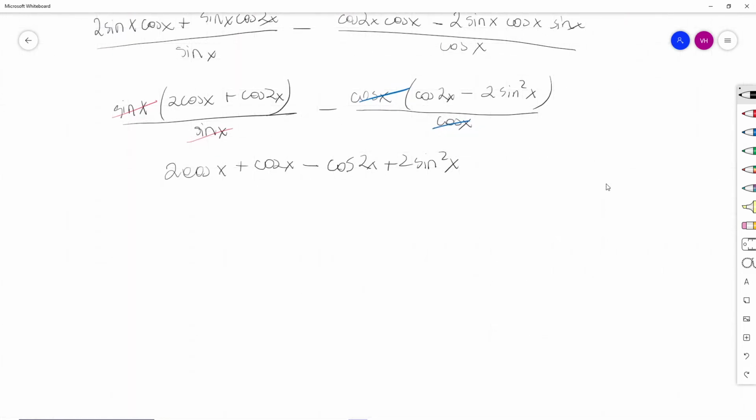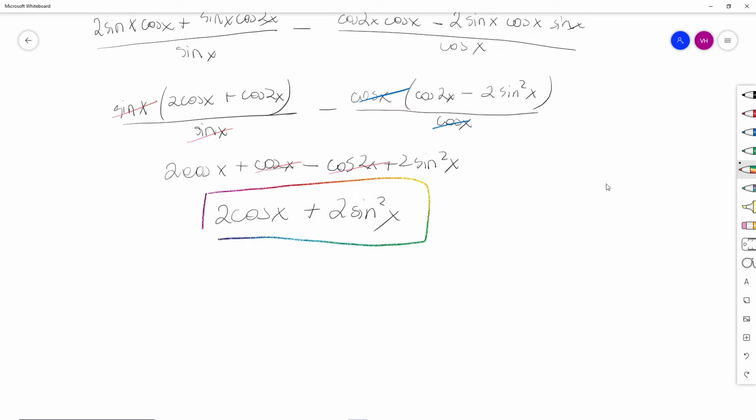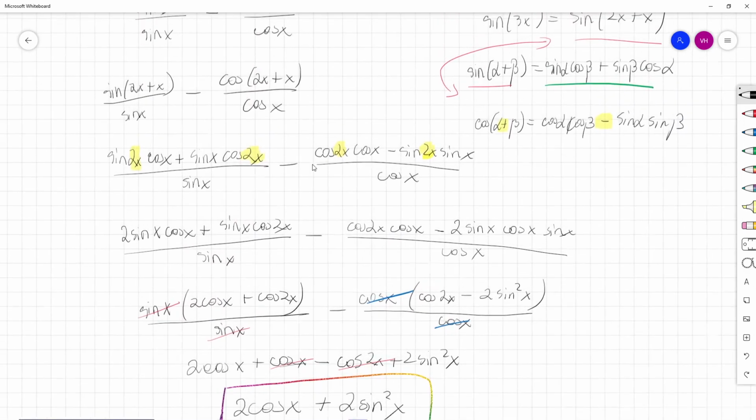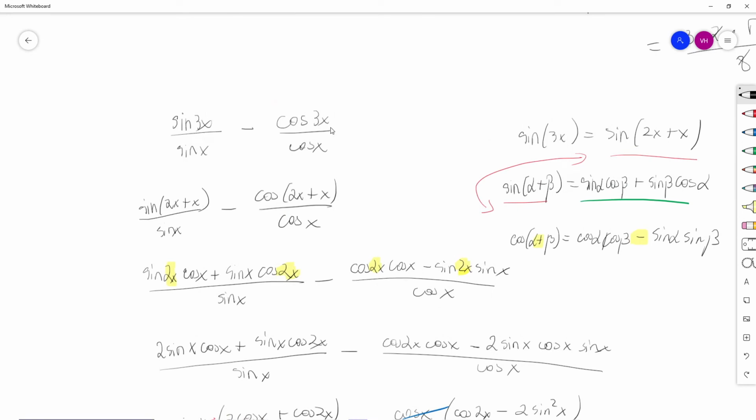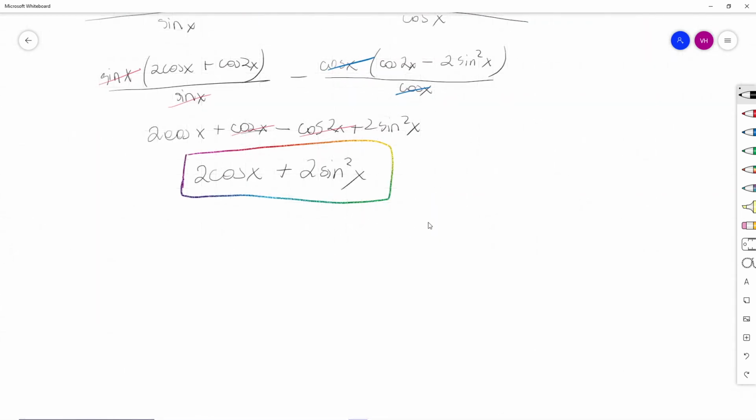Now with this we can already simplify and subtract cos 2x and cos 2x. We get 0 there. So we're left with 2 cosine of x plus 2 sine squared x. We can further simplify this and get 1 minus cos squared x from sine squared x, but that would be pretty much pointless. So we're done, and we're left with this little expression. So that is how we simplified sine 3x over sine x minus cos 3x over cos x into 2 cos x plus 2 sine squared x.